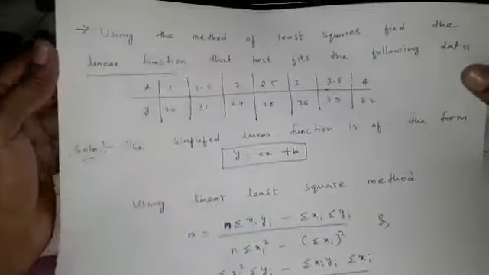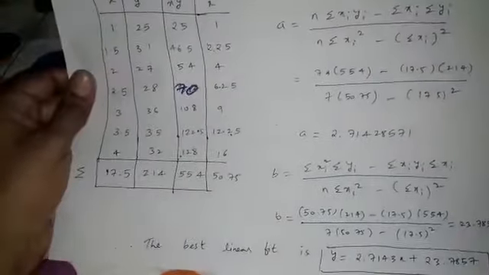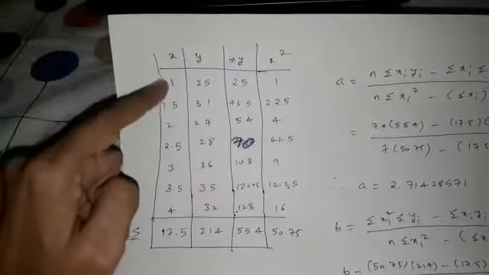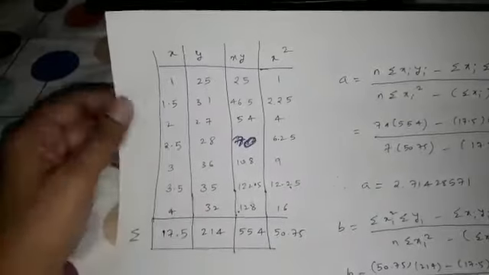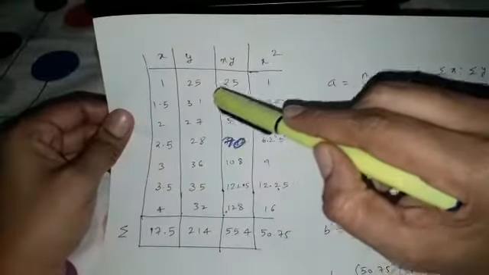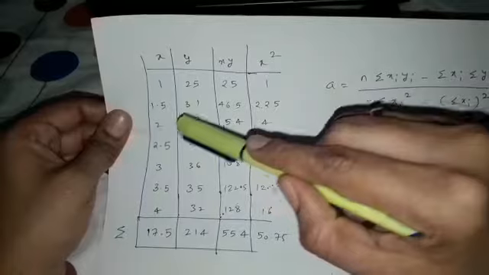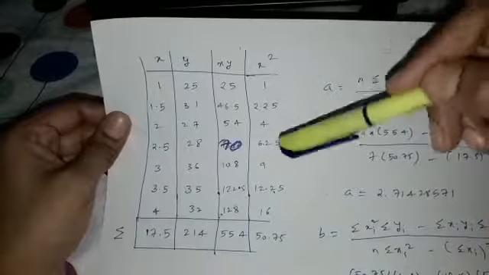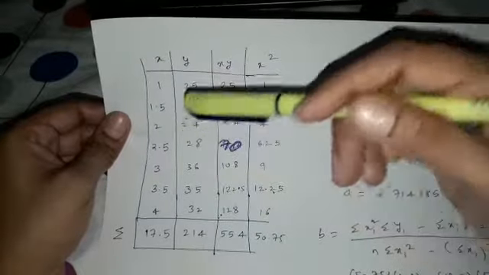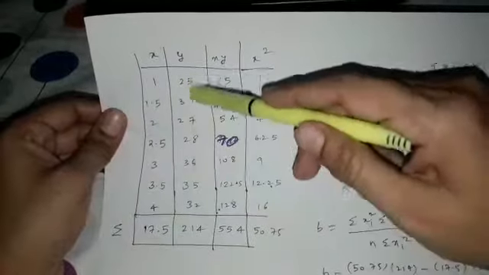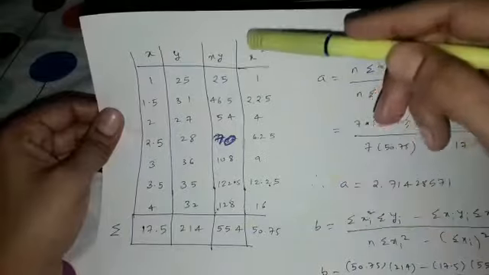Let's draw the table, where you will have x values, y values, and xy, the product of x and y, corresponding values. 1 into 25 is 25. 1.5 times 31 is 46.5. Similarly, x square values. 1 square is 1, 1.5 the whole square is 2.25, and so on. At the end we take summation of x, summation of y, summation of xy, and summation of x square.